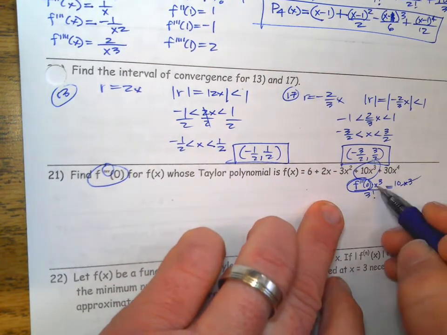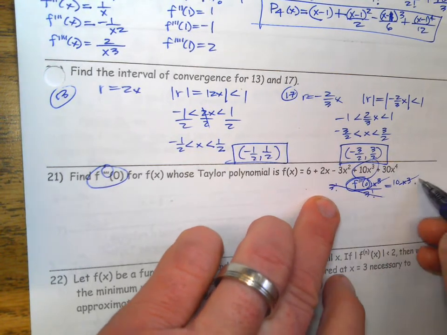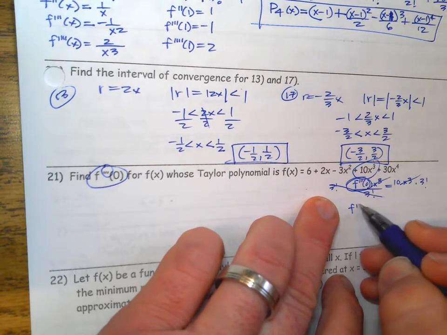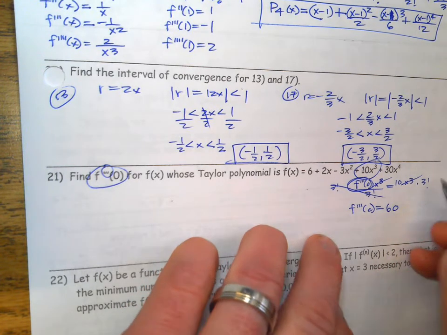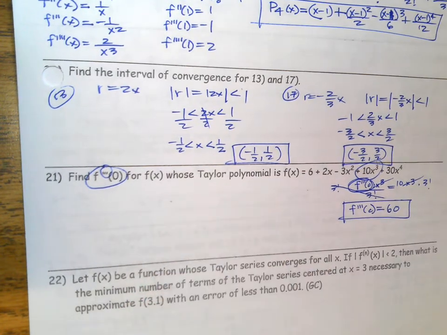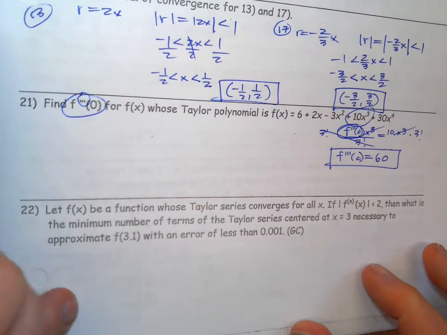So the x cubed's dropped out. Then you have to multiply both sides by 3 factorial. And f triple prime of 0 equals 60. That's how you do it. So you have something like that on part 3.